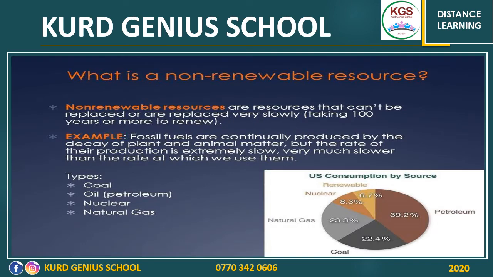First of all, I'm going to explain what we mean by non-renewable energy. Non-renewable energy resources can't be replaced, or are replaced very slowly, maybe taking 100 years or more to renew. For example, fossil fuels are continually produced by the decay of plant and animal matter, but the rate of their production is extremely slow, much slower than the rate at which we use them. So what are the types of non-renewable resources? We have coal, oil and petroleum, nuclear energy, and natural gas.